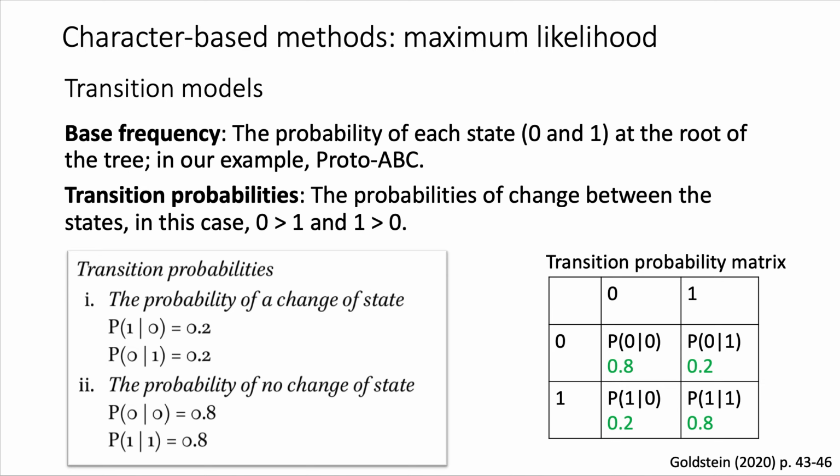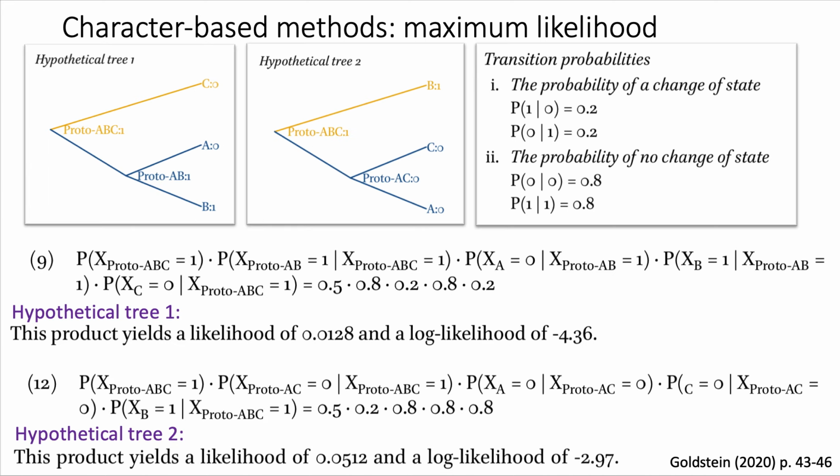This gives rise to a transition probability matrix. Once you have that transition probability matrix and you have the probability of each state at the root of the tree, you can calculate the likelihood of each tree that we just saw.